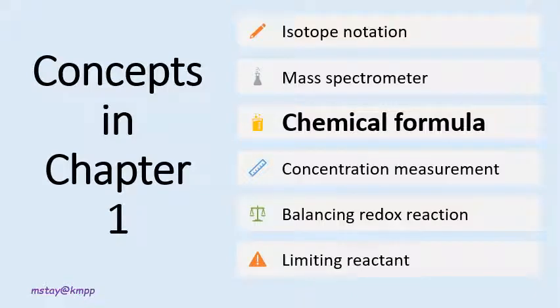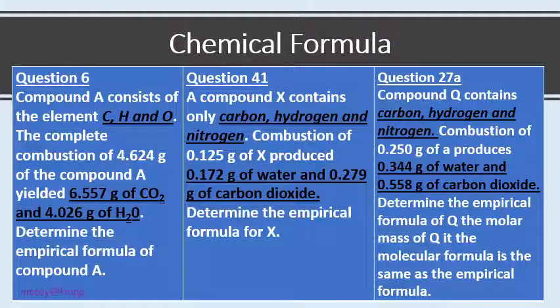Hi, in this video, we are going to go through the common mistakes always made by students when answering questions about chemical formula. If you notice, the mass of carbon dioxide and water produced are given in these three questions. At the same time, the elements of the compound are also given.